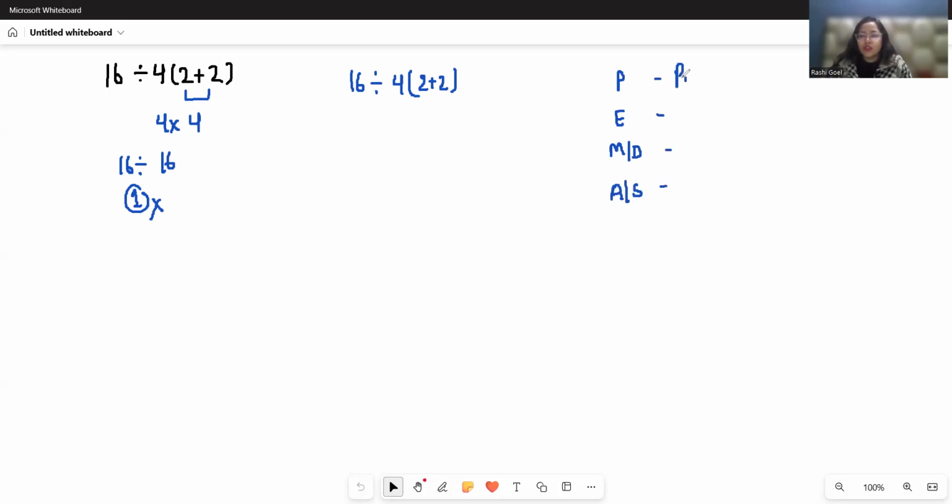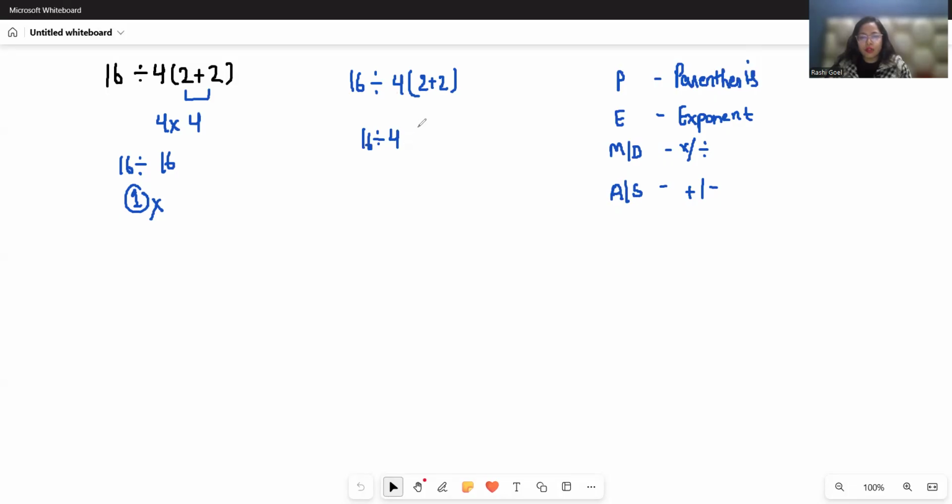As per this rule, first you have to solve the parentheses, then exponents, then multiplication and division, which both have the same priority, but you have to solve them from left to right. Similarly, addition and subtraction. So first we have to solve the bracket.